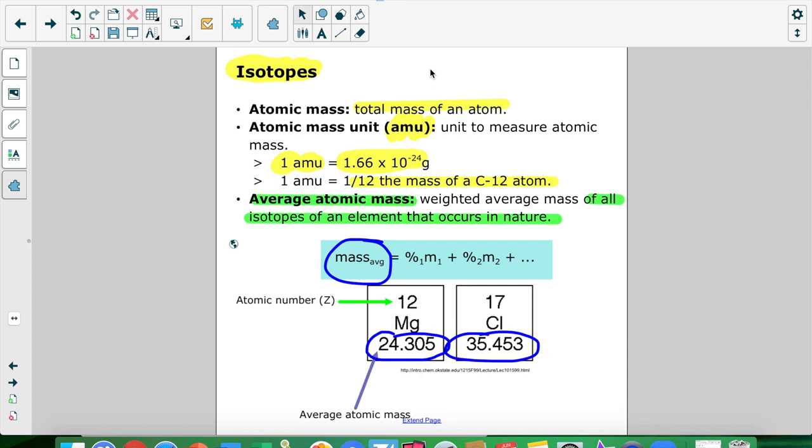Now, how do we calculate the average atomic mass? Well, listen up. You have to follow this formula that you have over here. This formula tells you that the average mass of an element is going to be its abundance in percentage, and I'm going to show you how to find that, times the mass of that isotope, okay? Plus the abundance of the second isotope times the mass of the second isotope. If there was a third isotope, it would be the percent abundance of the third isotope times the mass of the third isotope, and so on. If you right now don't understand what I'm talking about, don't worry, because we're going to do a couple of examples to understand this, okay?